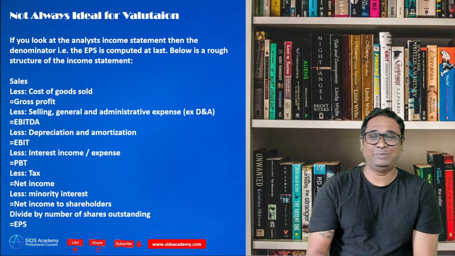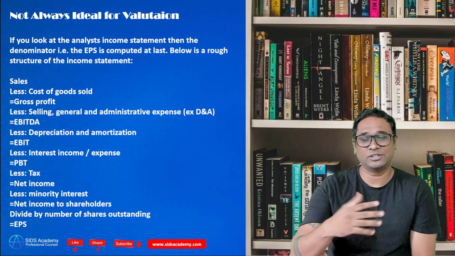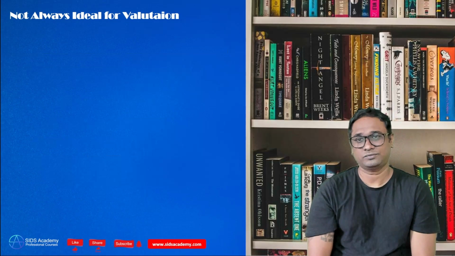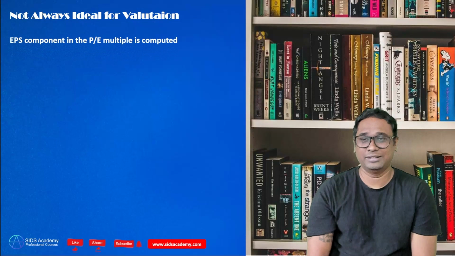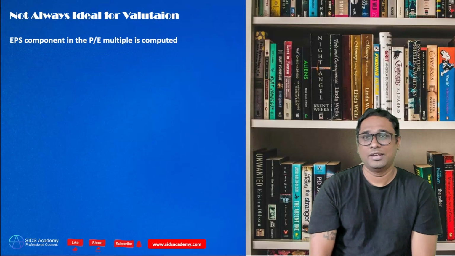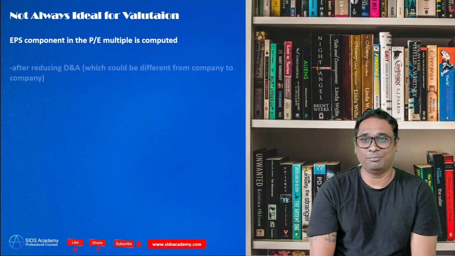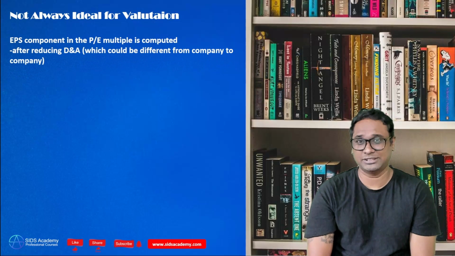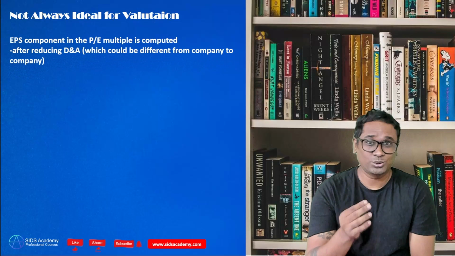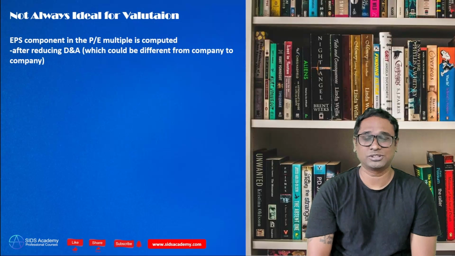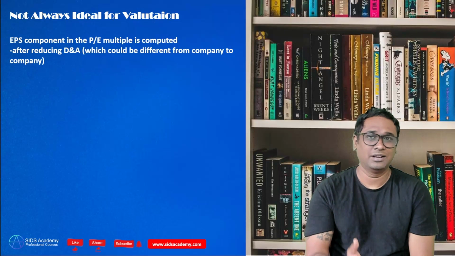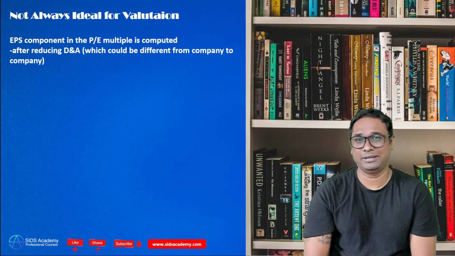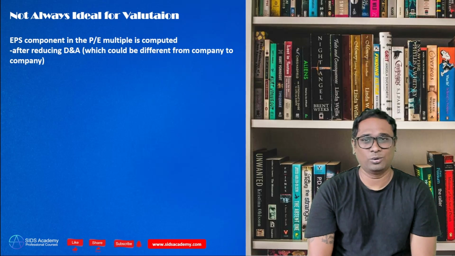So EPS is something that is computed after so many deductions. Now, why is that important? This is what we will be covering now. The EPS component in the P multiple is computed after reducing depreciation and amortization, which could differ from company to company, because depreciation and amortization policy is determined by the company. It could be high or low for any company.